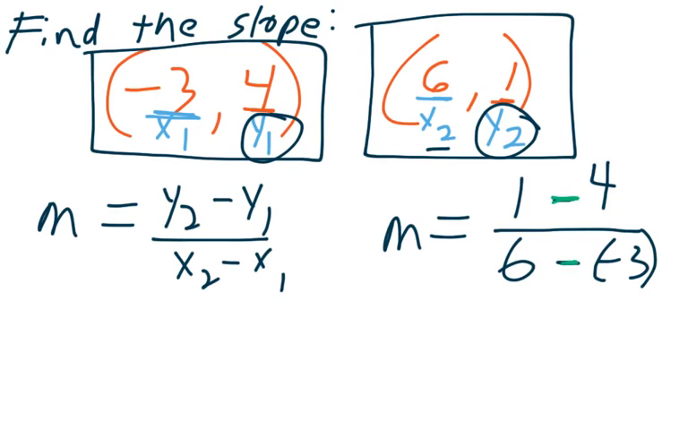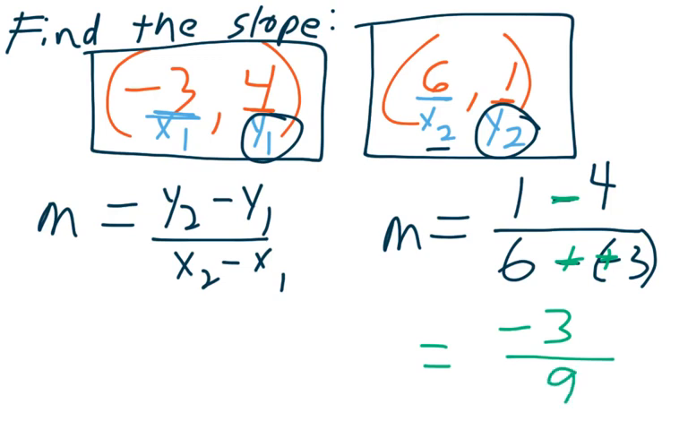So in the numerator, we have 1 minus 4, which is -3. In the denominator, we have 6 minus a -3. You guys remember with subtraction that if we have minus a negative number, we add the opposite for that. So these two negative signs actually become a positive, and 6 plus 3 is actually 9.